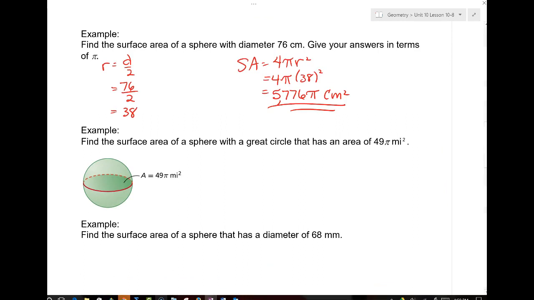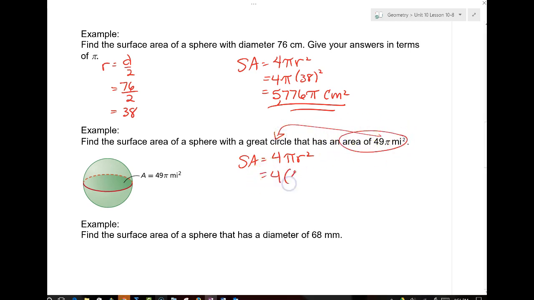It says find the surface area of a sphere with a great circle that has an area of 49 pi square miles. Okay, 49 pi square miles. Scholars, do I need to use this formula? Yes or no? What do you guys think? No. Why don't I need to use that formula? I already got my what? Area. Yeah, I already have the area of the great circle.